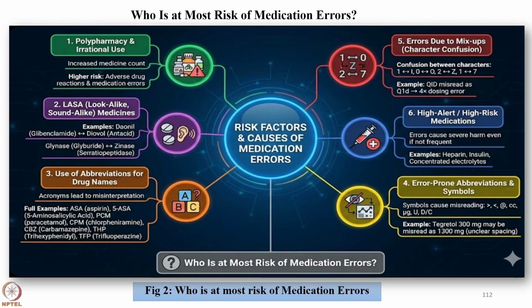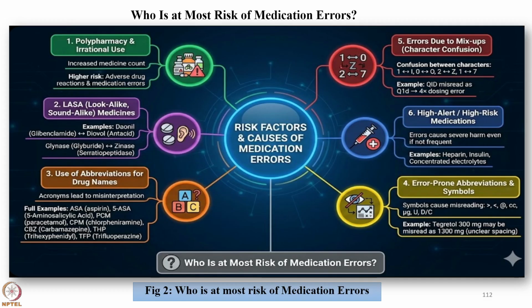Then lastly, we can say error-prone abbreviations and symbols. Symbols cause misreading, such as lesser or higher than, at rate, CC, UG, U, and D by C. For example, Tegretol 300 milligram may be misread as 1300 milligram because of unclear spacing. So you may see that typing, writing, or sometimes understanding and interpreting can also lead to a lot of issues because of error-prone abbreviations and symbols.